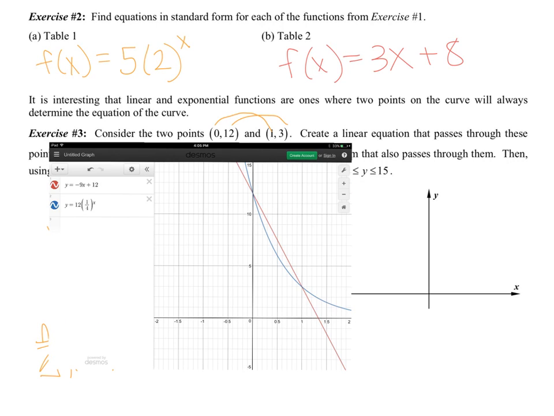So looking at the graph in decimals, the red graph is our linear, and the blue graph is our exponential. You will see that our red graph, the y-intercept is still 12, and then it goes down at a constant rate. And then our blue graph still has a y-intercept of 12, but it goes down at an exponential rate.